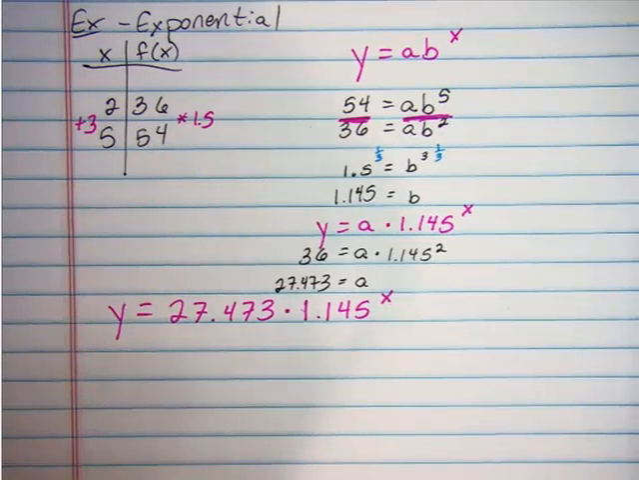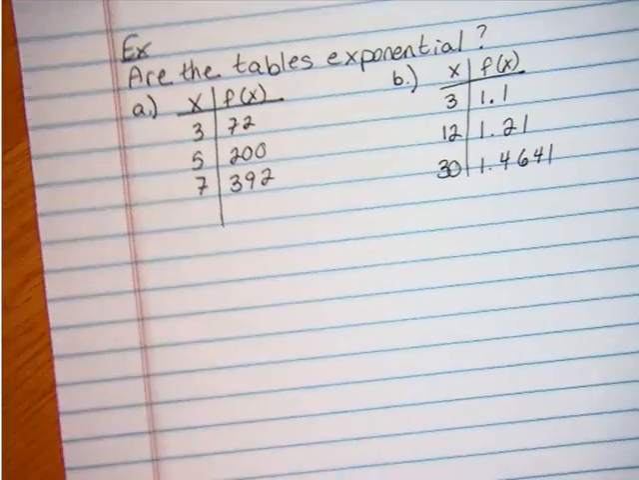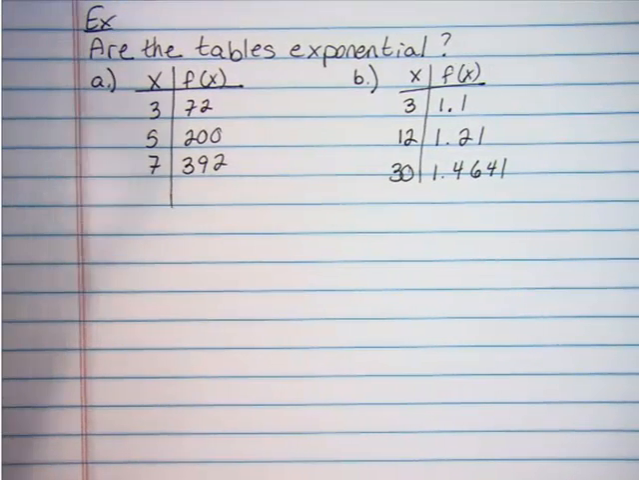Okay, one more type of problem. So based on these two tables, you should be able to determine whether or not they're exponential. So if they're exponential, remember, it's add, multiply. So take a moment and pause this for a second and figure out, are they add, multiply, are they add, or are they neither?